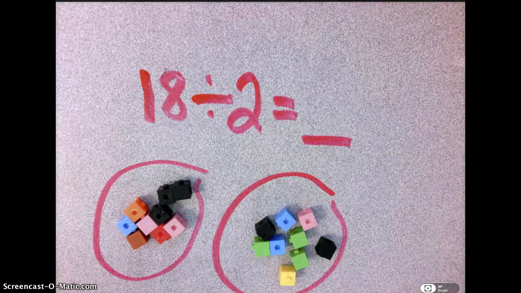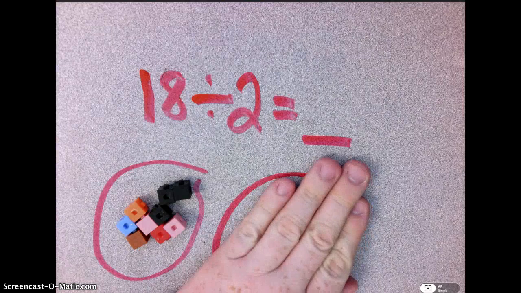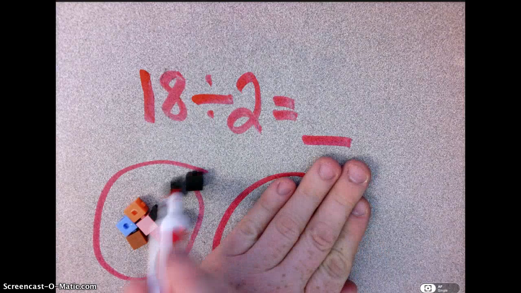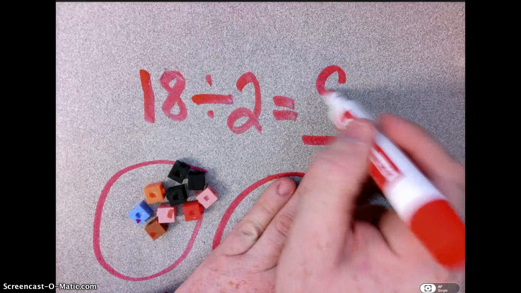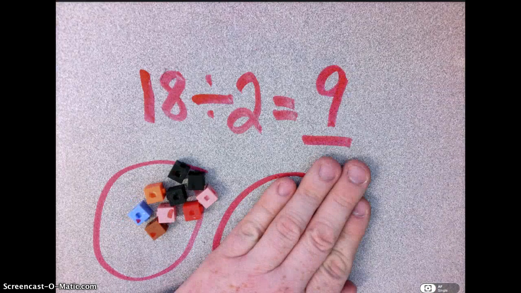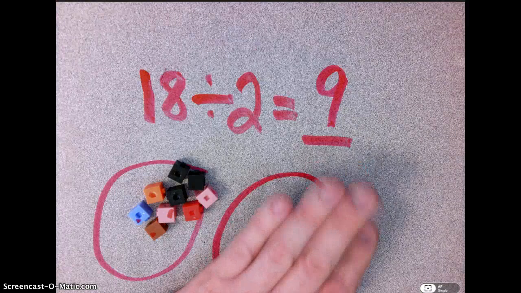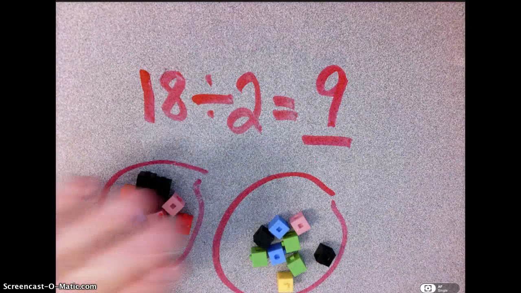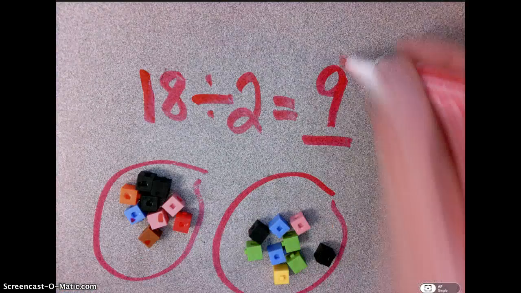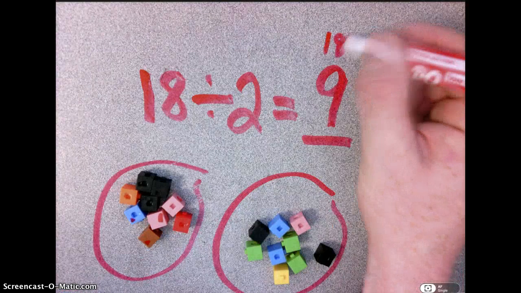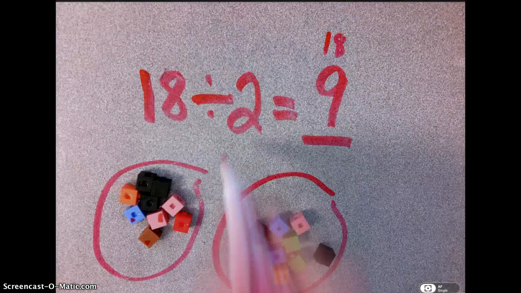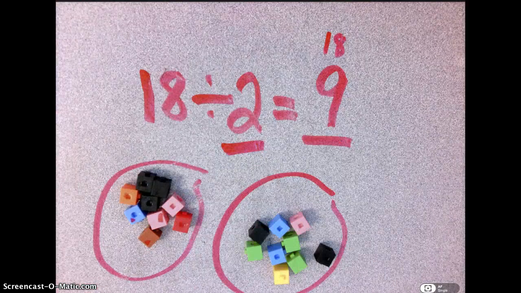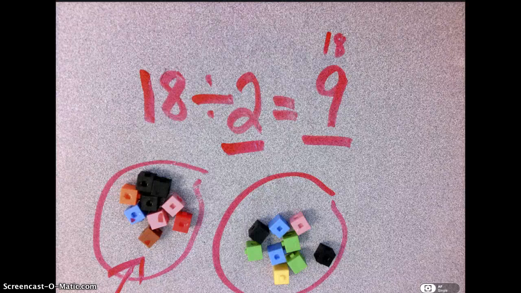And here's what we need to remember. Once we've divided into the groups, we only have to count one group. 1, 2, 3, 4, 5, 6, 7, 8, 9. So now we know that 18 divided by 2 equals 9. Sometimes people count all of them over again and put the number 18 here, because they count all of them. Once you've split it up into your groups, you only have to count the number in one group to figure out what the answer is.